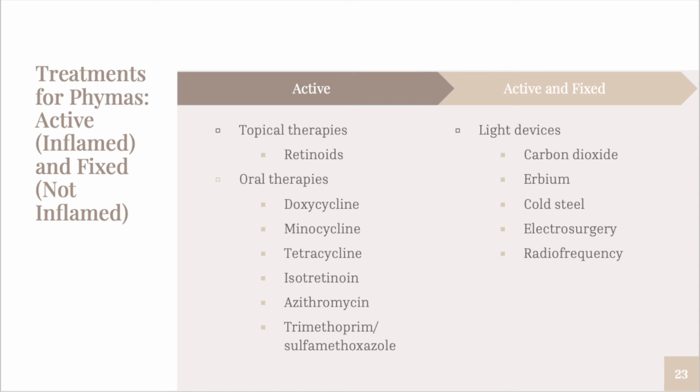For phymatous rosacea, there are two types: active phyma, which is inflamed, and fixed phyma, which is not inflamed. Both active and fixed phymas can be treated with light devices, and the ones listed here function by removing excess tissue, and this can help reshape a rhinophymatous nose. For active phymas, topical therapies and oral therapies can also be used, but in general, light therapies are the most effective.